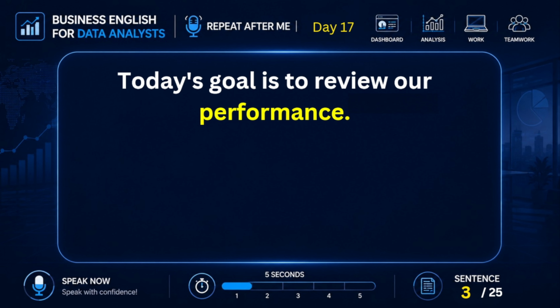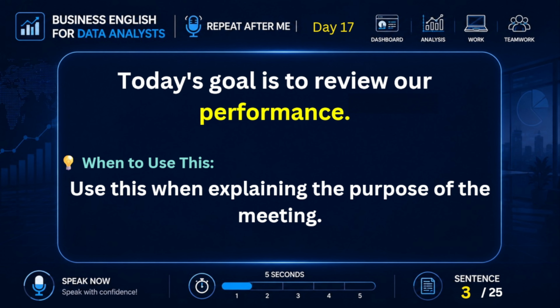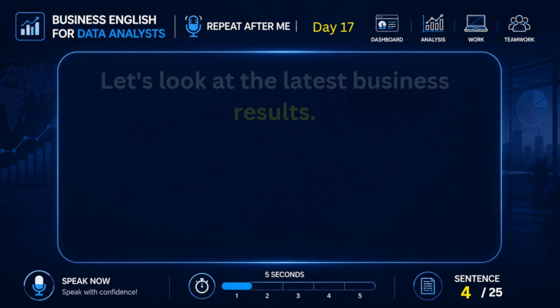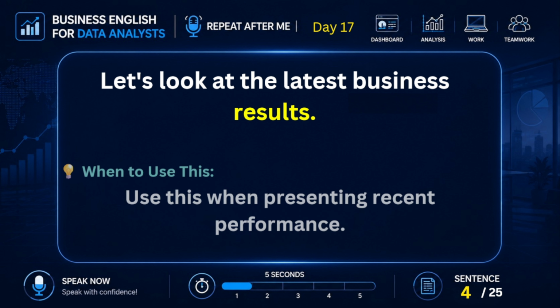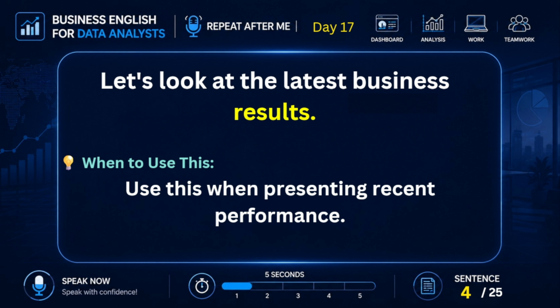Today's goal is to review our performance. Use this when explaining the purpose of the meeting. Let's look at the latest business results. Use this when presenting recent performance.